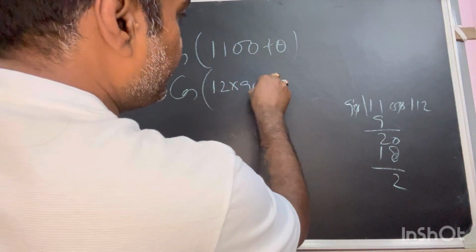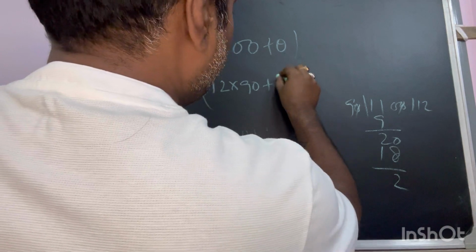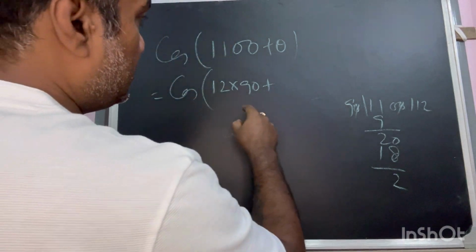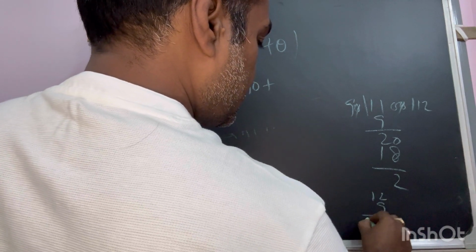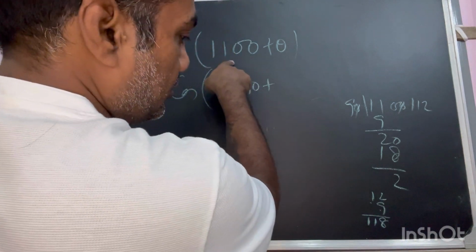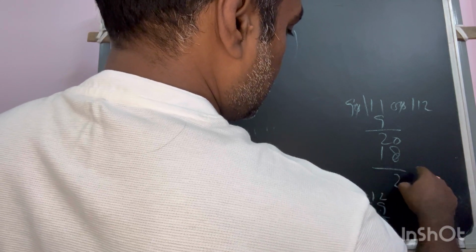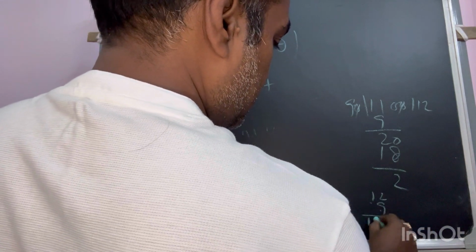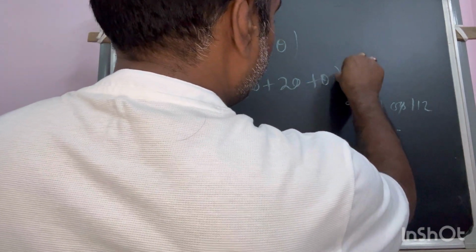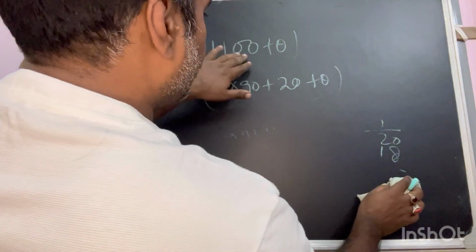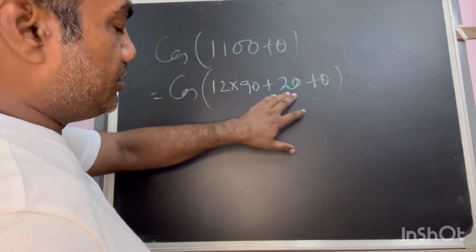12 into 90 plus how much? 12 into 90 means how much is it? 1080. So the 1080 angle is covered. Now 20, so this is 20 plus theta. Okay, understood. So 1100 I brought into a multiple of 90 plus the remainder, plus theta.